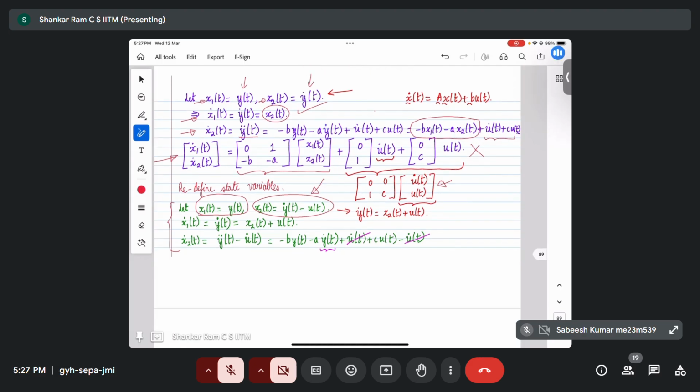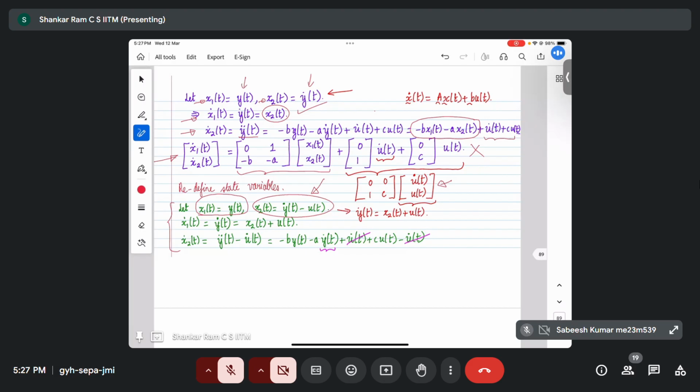Then we will figure out as we go along how I pull it out, right, out of thin air. One immediate question which will come to a learner is, hey, how did we know x2 should be y dot minus u? Why not y dot minus u dot? Natural question to ask. We are coming there. We will be learning what are called canonical forms as we go along, a few canonical forms which are useful in automotive control.